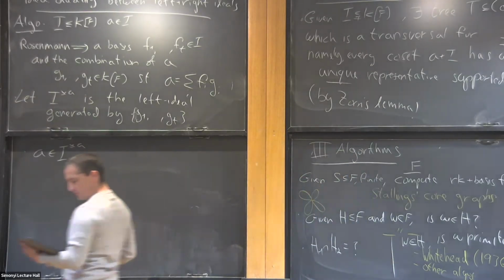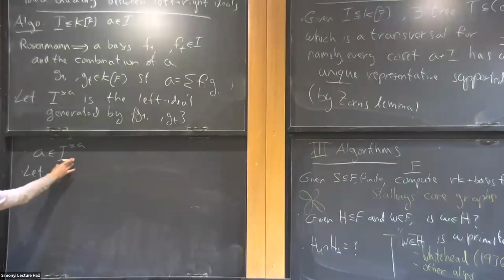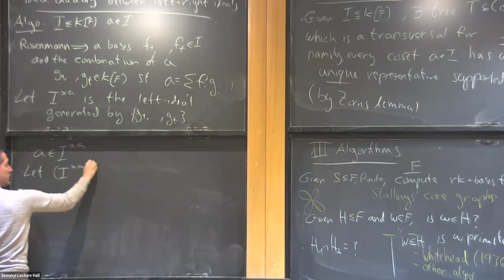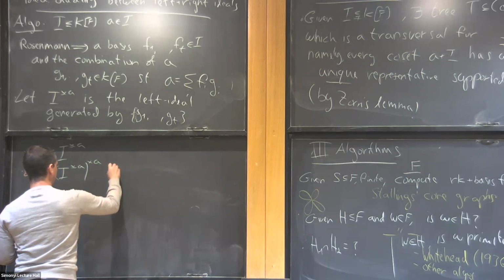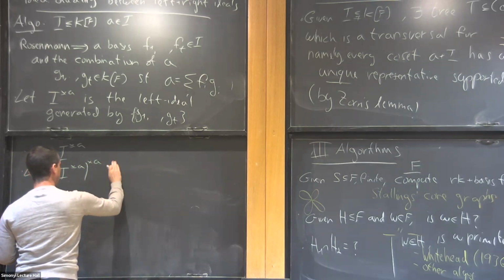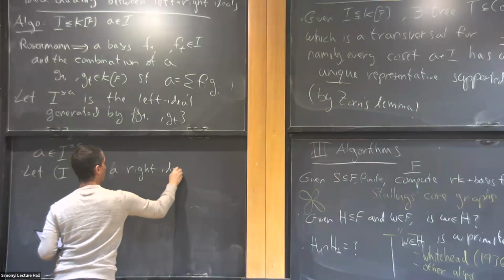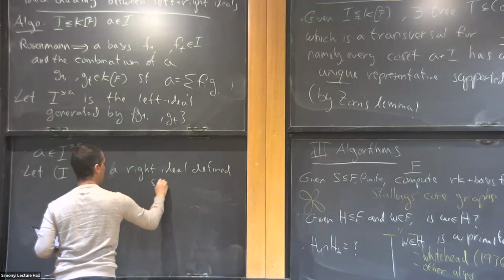And now we do the same, reversing the direction. We do the same with this ideal, and we take the double dual. This also contains A as a left ideal. So when we do that again, we get a right ideal that contains A. This is the right ideal, defined similarly.